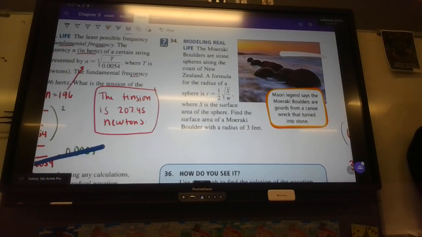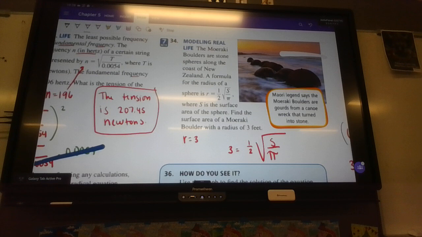So it says radius is 1/2 times the square root of surface area divided by pi. Find the surface area of a boulder with radius 3 feet. So that means r is 3. So we just got to plug 3 in. Hey, if the radius is 3 feet, what's the diameter? 6 feet. That's a big one. We're talking about the surface area of a pretty big boulder, 6 feet across. And it's all smooth and round. Weird.